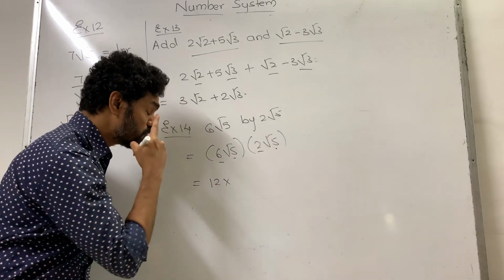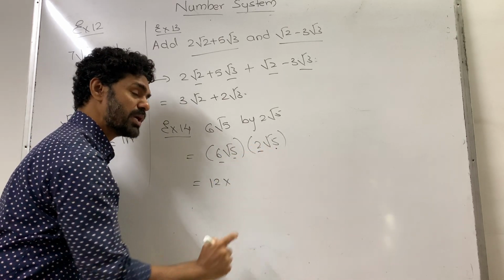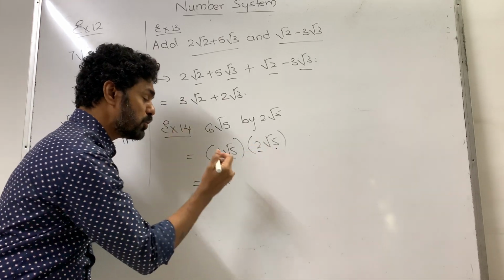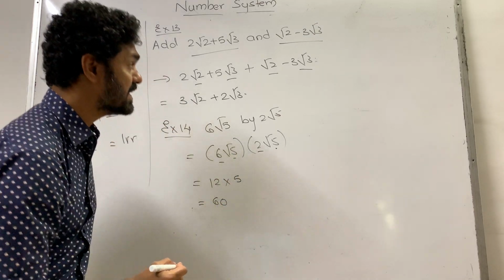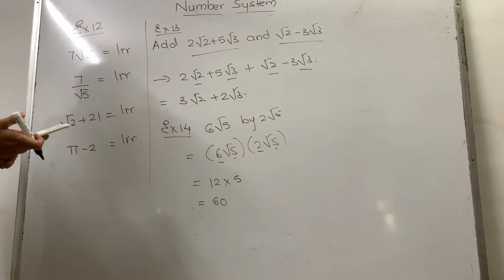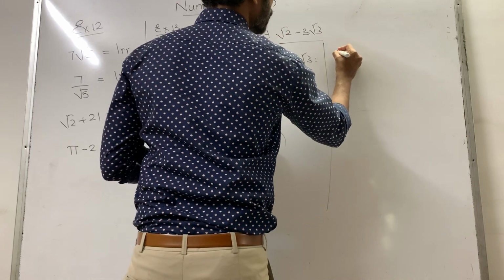What is root 5 into root 5? Root 5 into root 5 is root 25. 5 into 5 is 25. So it is root 25. And we know root of 25 is 5. So your answer is 12 into 5, 60. That was example 14. Now let's take example 15.